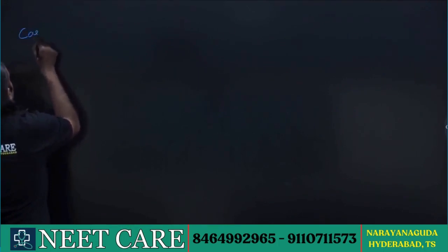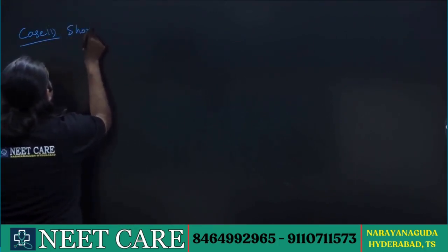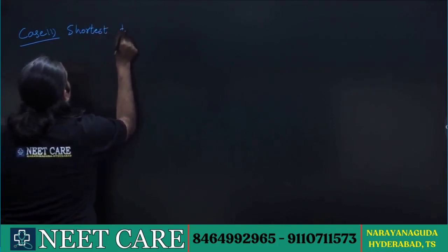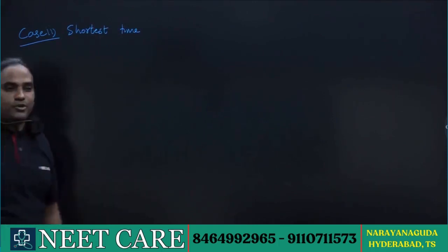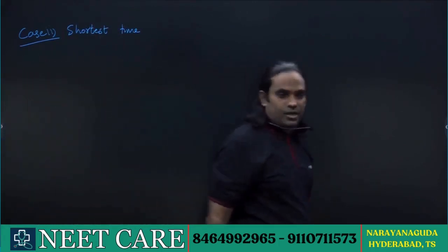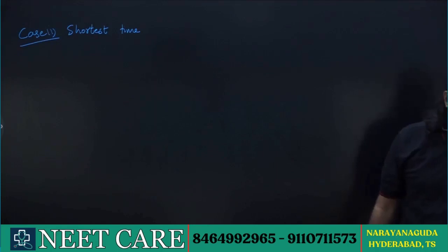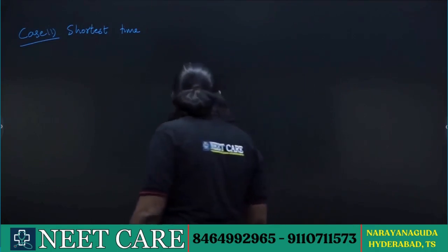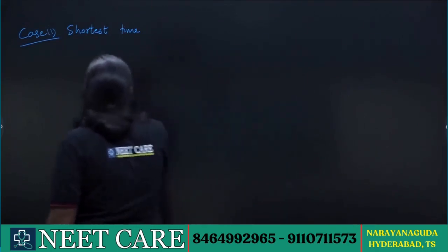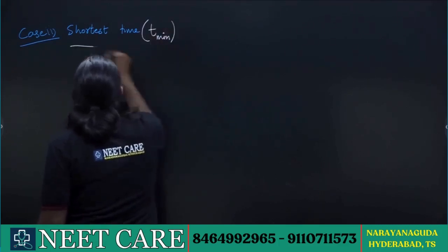In case 2, I'm just focusing on the shortest time. I just wanted to take the shortest time in which the boat is crossing the river. And in case 3, I'm going to take the shortest path. Because now the boat has the choice whether to cross the river in the shortest time or along the shortest path. In case 2 I'm assuming that the boat is crossing the river in the shortest time. That is T minimum I am taking.